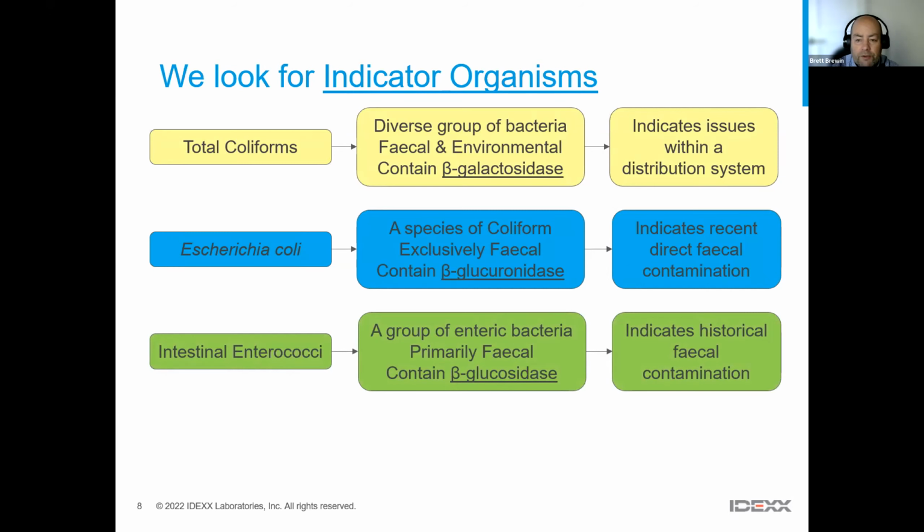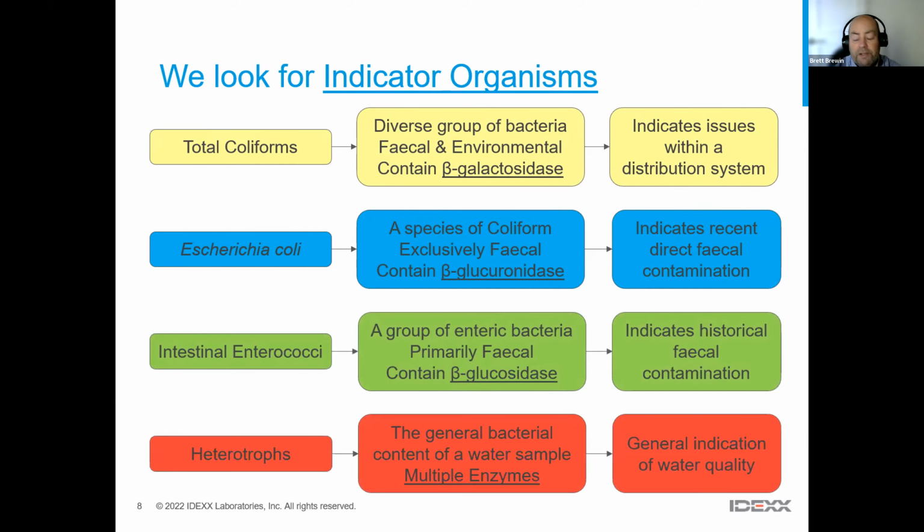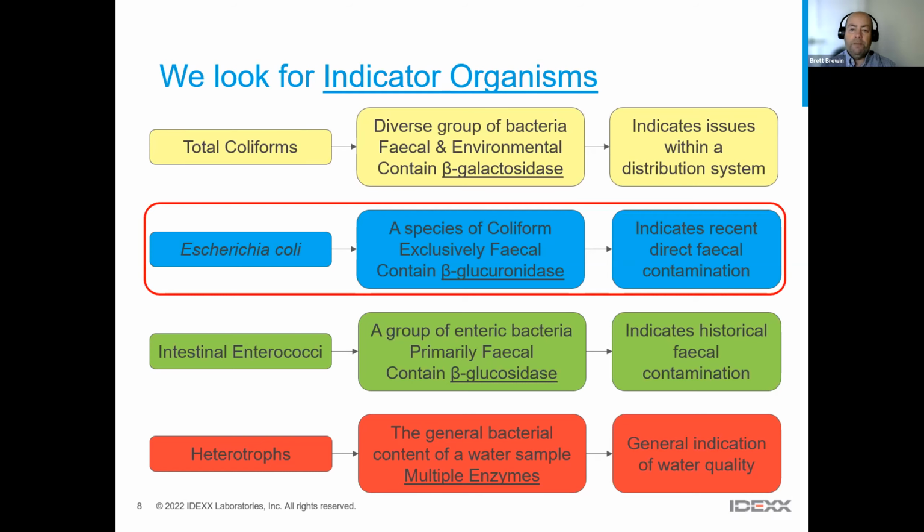Intestinal enterococci, or enterococci, are another group of bacteria. Again, they're primarily of fecal origin, and these indicate some historical fecal contamination event. And then finally, heterotrophs. Heterotrophs are the general bacterial content of a sample, and they're a general indicator of water quality. Within these groups, E. coli is probably the most important indicator because, again, that's indicating direct fecal contamination of a water source that has occurred quite recently.